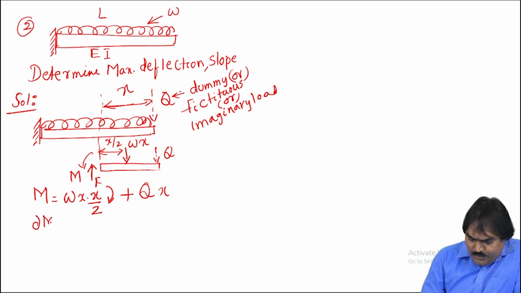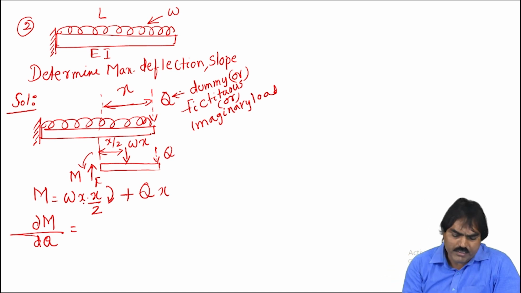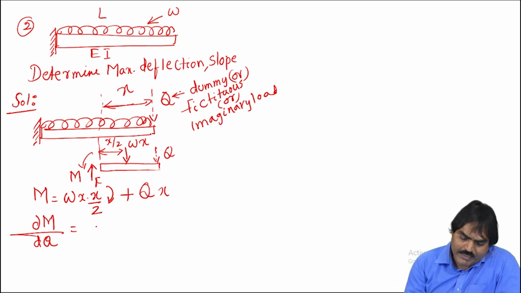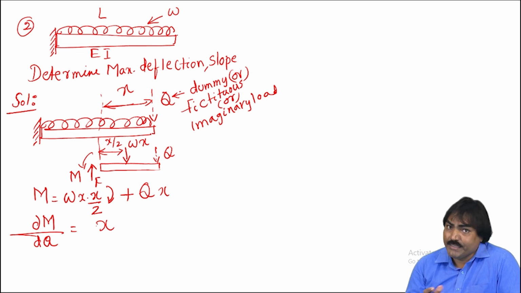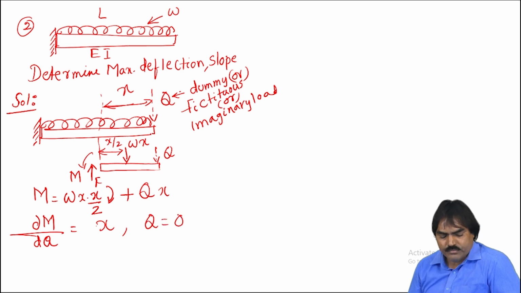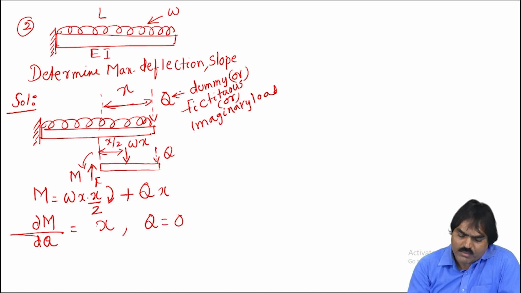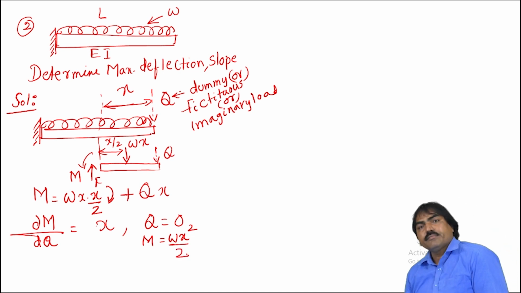Then what is dou M by dou Q? When I differentiate this with respect to Q, the first term will be 0, whereas this term will have only x. But actually there is no such load, that means Q will be equal to 0. When Q is 0, what is the moment? The moment becomes Wx square by 2.